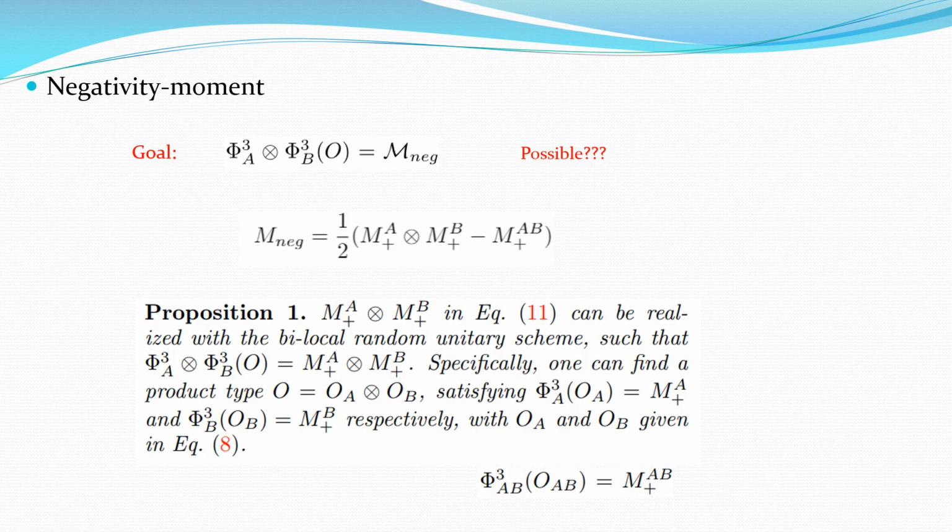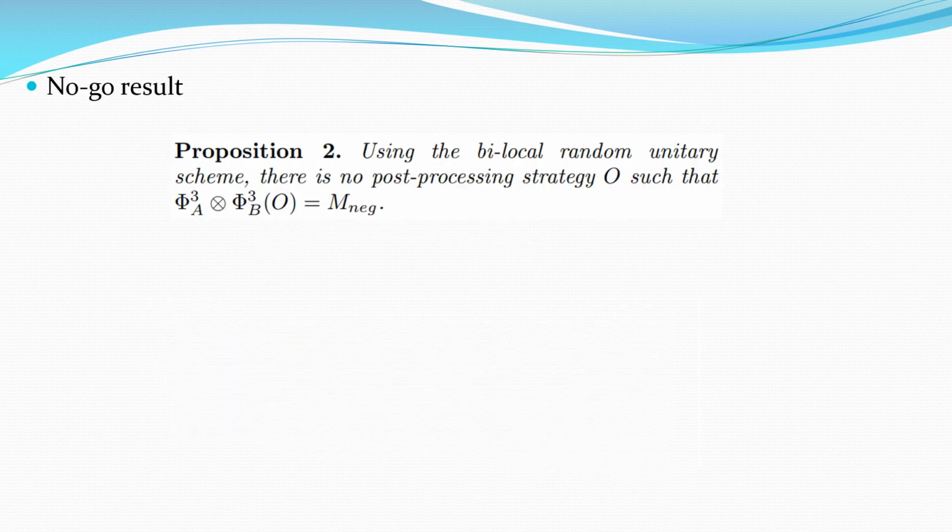In our work, we found that we can decompose this negativity operator into two parts. The first part can be done with the bilocal Turing channel. However, for the second part, M plus AB, we should use the global random unitary U_AB to evolve the states. We also found a no-go result showing that using bilocal unitary it is impossible to find a solution to this function if O is a diagonal matrix on the computational basis. This kind of result is also helpful to study other quantities using local strategies. In fact, it answers an open question from previous work on whether one can use local unitaries to study higher order moments.